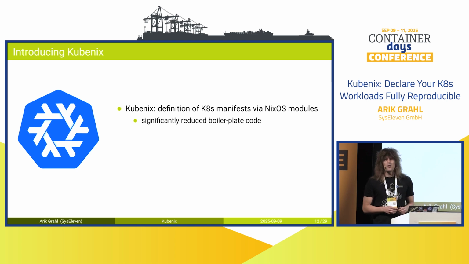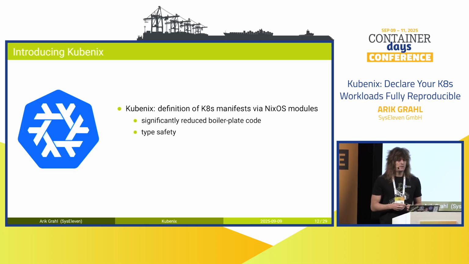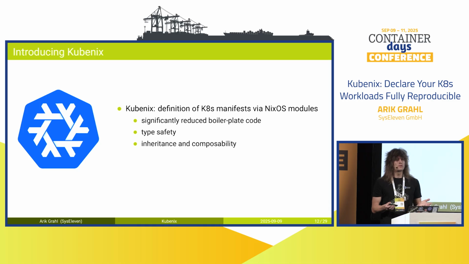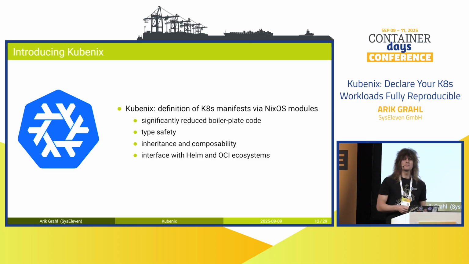For starters, boilerplate code is slashed. There's no more endless copying of YAML. We get true type safety. You get early feedback if something breaks and doesn't match the expected schema. Composability and inheritance: Nix language features let you abstract, extend, and override configuration with ease. And also first-class integration. Kubenix makes it trivial to pull in Helm charts, and we can use container images which are built with Nix, declaratively and reproducibly.